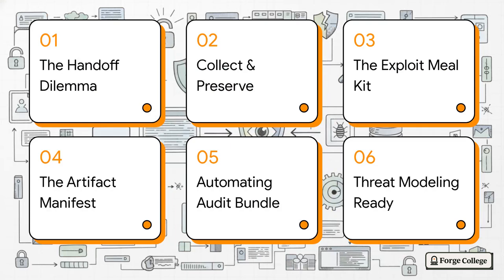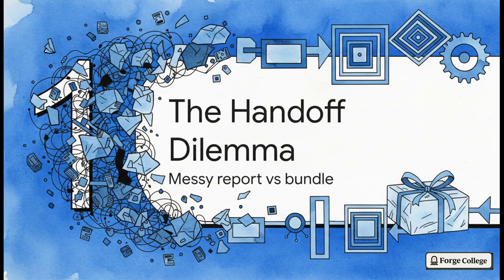So, to solve that exact problem, here's our blueprint for this explainer. First, we'll dive into the handoff dilemma, then look at the core framework to collect, annotate, and preserve. After that, we'll unbox what I like to call the exploit meal kit. Then we'll index it with the artifact manifest, automate our audit bundle, and finally, get ready for threat modeling. Let's jump in.